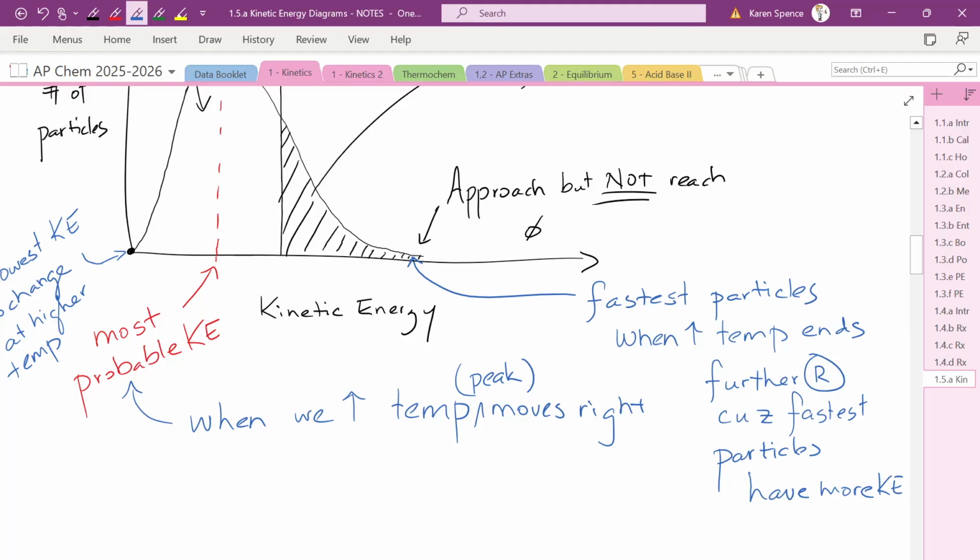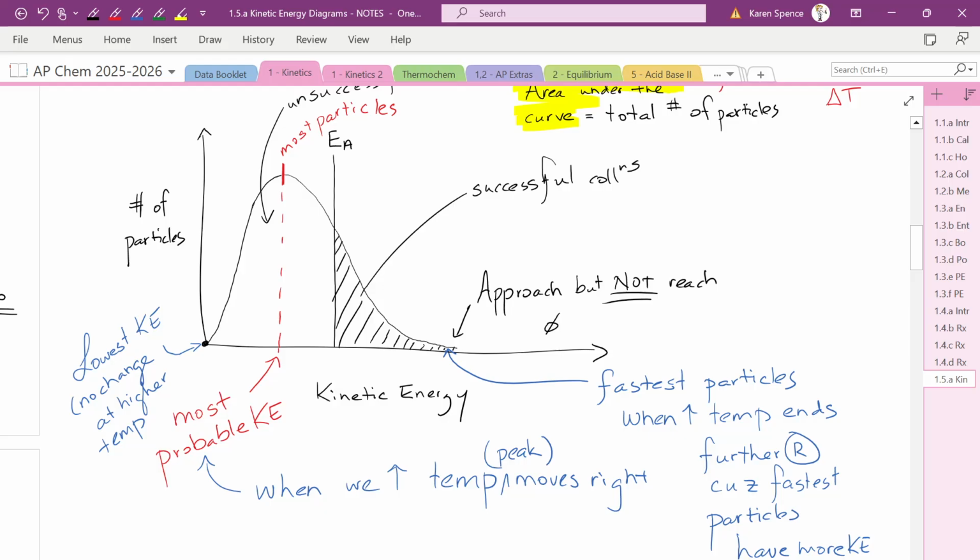So far, so good? Okay. So we have our curve now ending further to the right, somewhere over here. We have it starting at the same place. We have the most probable kinetic energy moving to the right.